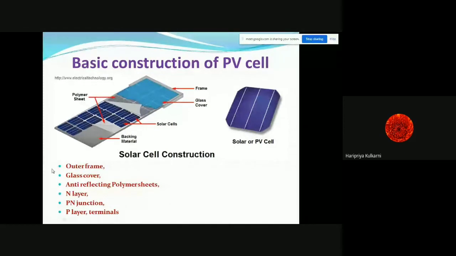The main parts are the outer frame for holding the solar cell, then the glass cover to allow the entry of solar radiations, and anti-reflecting polymer sheets. Then there is an N layer. We'll go in detail on what we studied in the last slide. There will be the N layer, then PN junction, P layer, and then the terminal. There are two terminals carried at the backside itself. One is taken from the P layer, the other from the N layer, and those two terminals act as the terminals for connection of the electrical load.